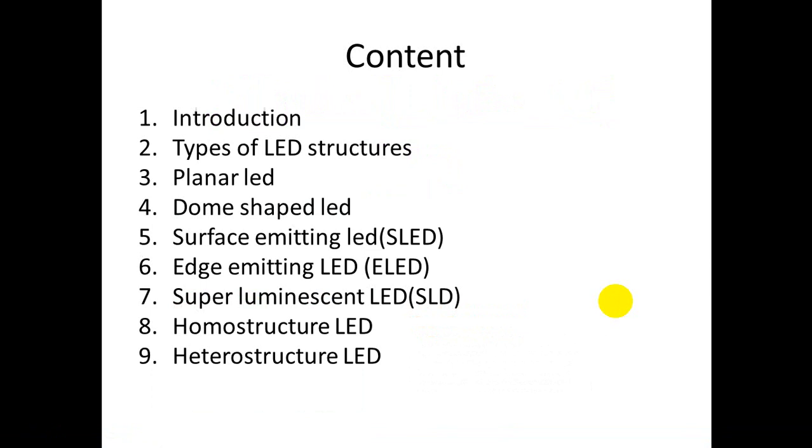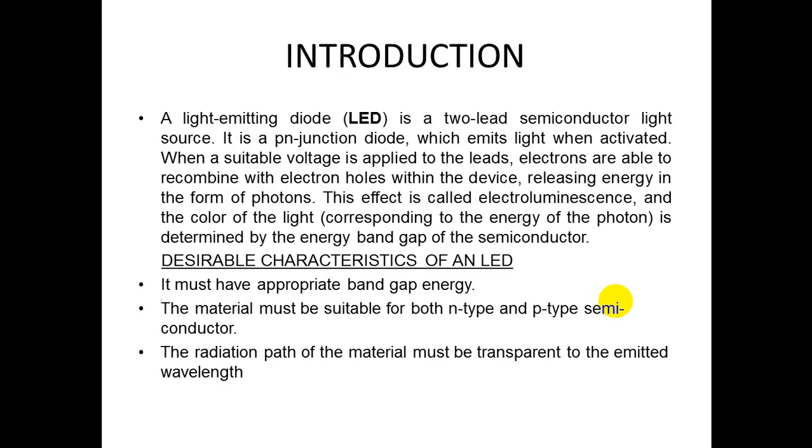First we have introduction, then types of LED structure: planar LED, dome-shaped LED, surface emitting LED or SLED, edge emitting LED or ELED, superluminescent LED, homostructure LED and heterostructure LED. So this is the introduction.